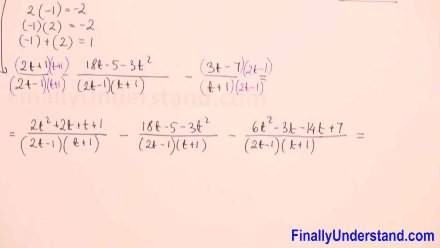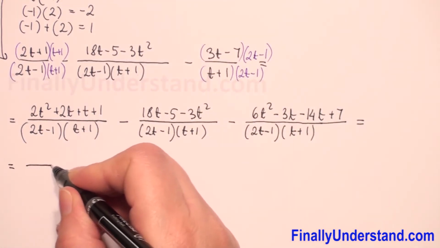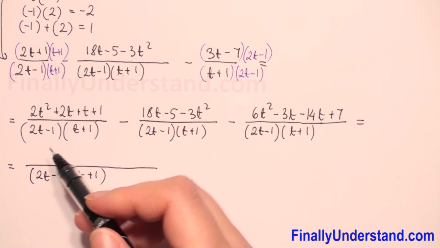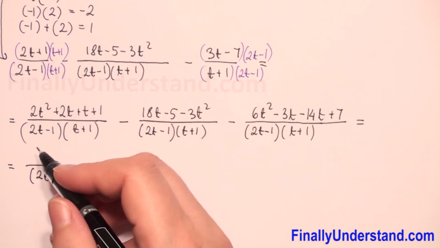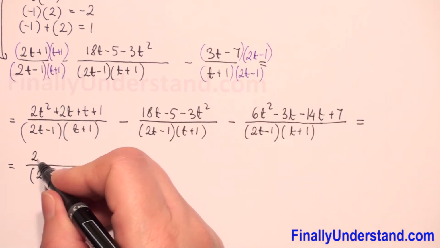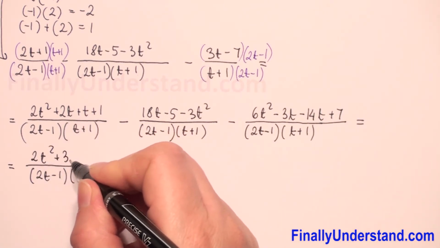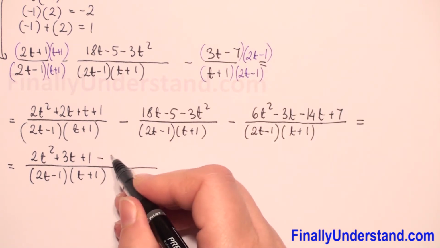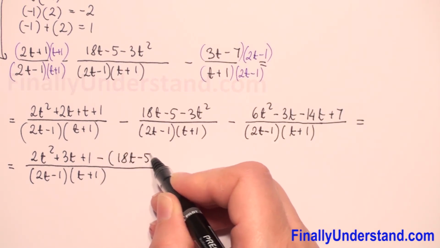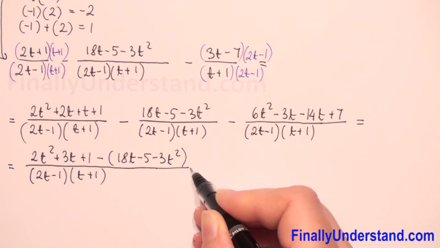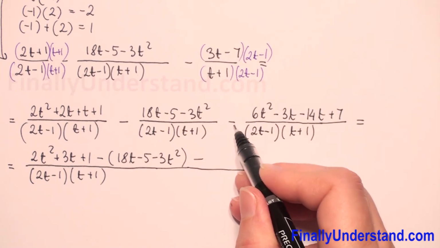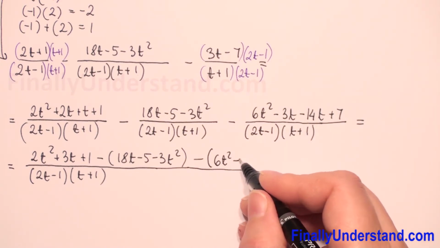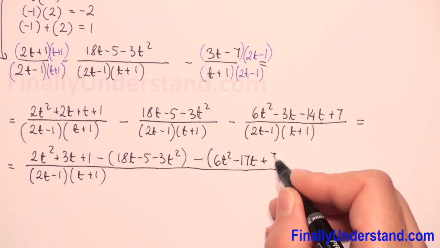So this is equal. Now when we have the same denominators, we copy the denominator 2t minus 1 times t plus 1, and we have to subtract numerators. We start from the left side and go to the right. 2t squared, 2t plus t is 3t. We combine the like terms, plus 1. Because we have a negative sign before this whole fraction, we have to put in parentheses 18t minus 5 minus 3t squared. And the same we have to do here because we have a negative sign, so in parentheses will be 6t squared, negative 3t and negative 14t, so negative 17t plus 7.